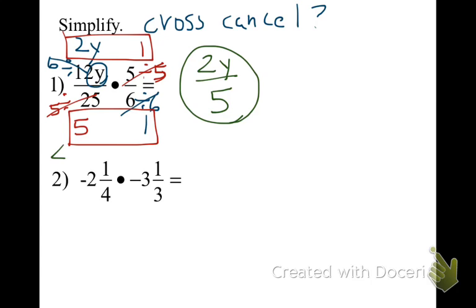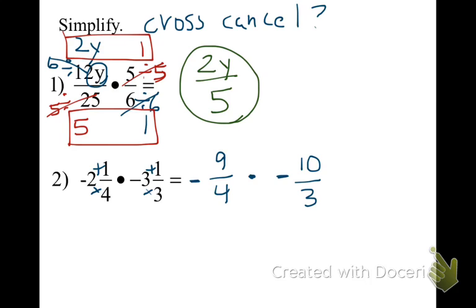Now, taking a look at number 2. How in the world am I going to solve this? By changing these into improper fractions. So how do I do that? I multiply, then I add. So 4 times 2 is 8, plus 1 is 9, so I have 9/4. Don't forget though, it's a negative, times an add. So I'm multiplying by a negative 10 over 3.